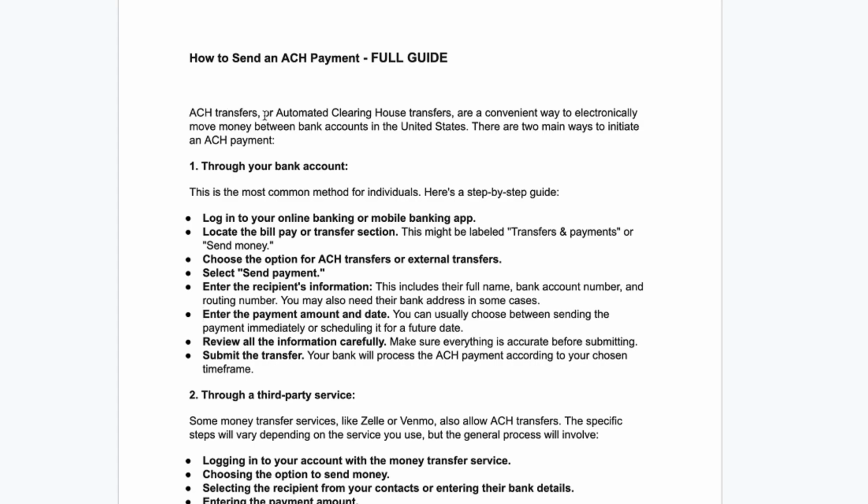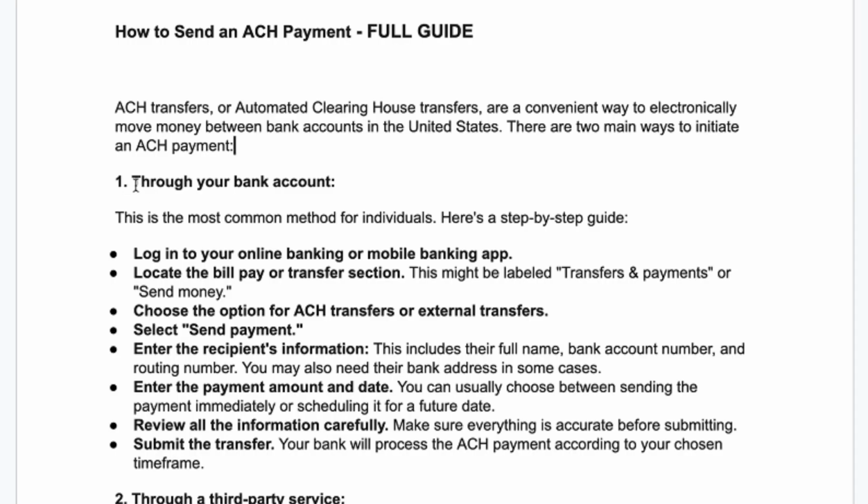So an ACH transfer, or automated clearinghouse transfer, is a convenient way to electronically move money between bank accounts in the United States. There are basically two main ways to initiate an ACH payment. The first one is through your bank account. This is the most common method for individuals, so here are the step-by-steps you have to follow.